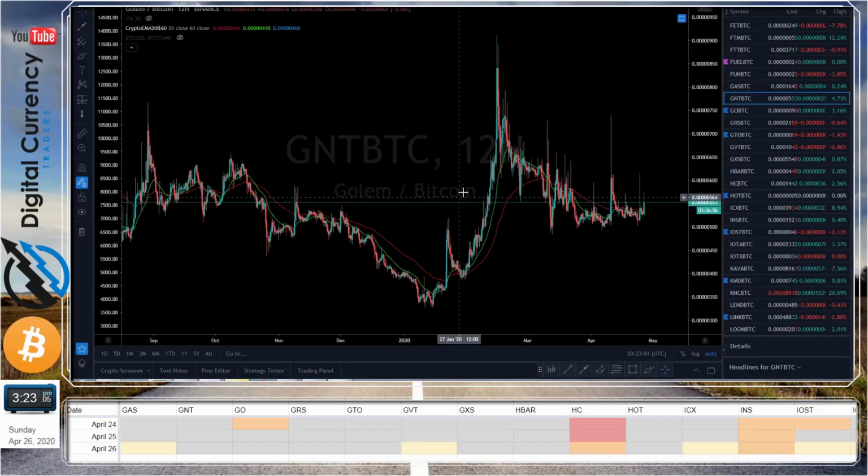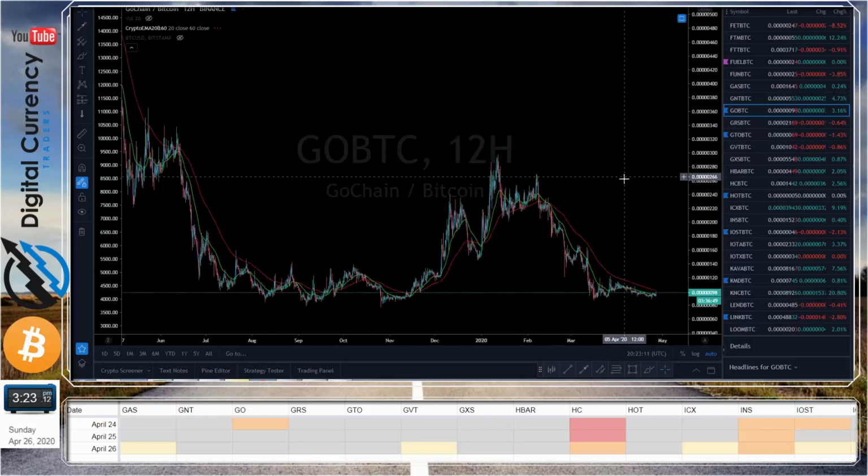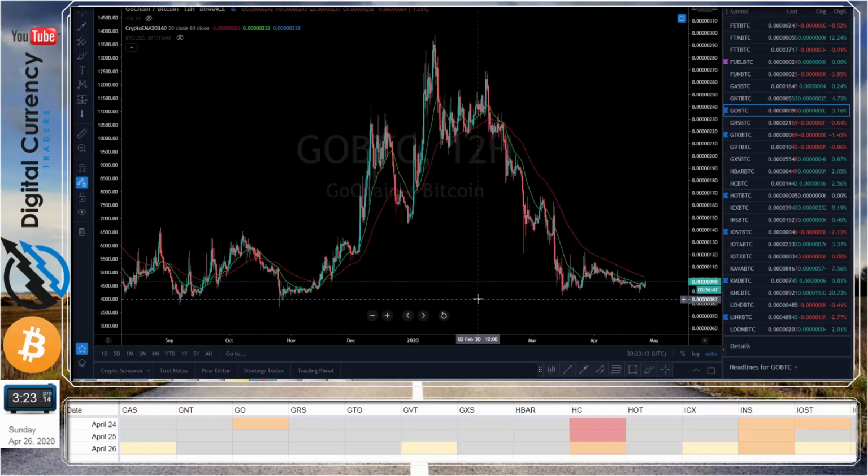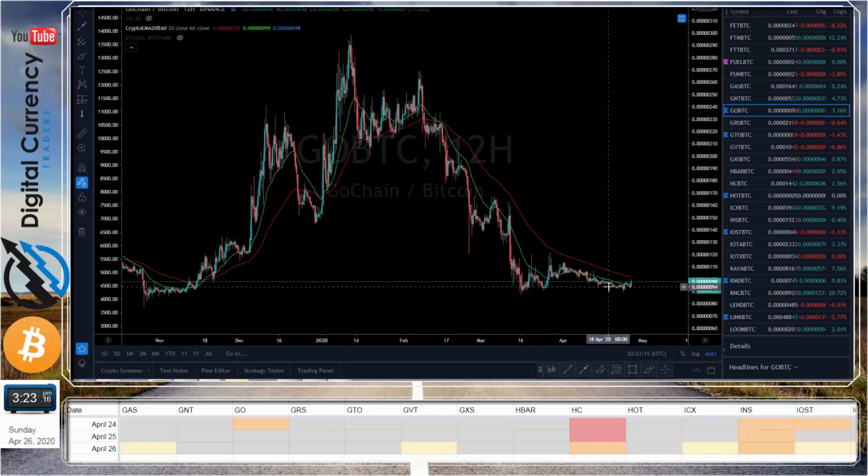GNT, 1, 2, 3. It's got higher lows. I like the setup here. It'll also be an alert tomorrow if it isn't now. It's very close. GO is similar to the other two there, FET and FTM. It's building, but not until we get above the support and resistance level here.